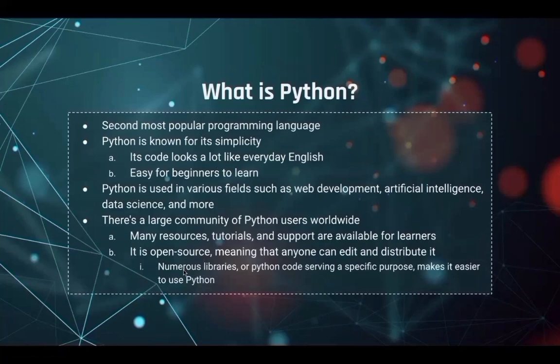Now, what makes Python unique? It's mainly known for its simplicity because its code looks a lot like everyday English, unlike other programming languages, and its syntax is super easy to learn, which is why it's a preferred choice for beginners. Currently, it's the second most popular programming language, and it's used in different fields for a variety of tasks, including web development, artificial intelligence, data science, and many more. The main reason Python is widely used worldwide, aside from being easy to learn, is that it has a variety of libraries that serve different purposes, so there's already built-in code that you can simply run.